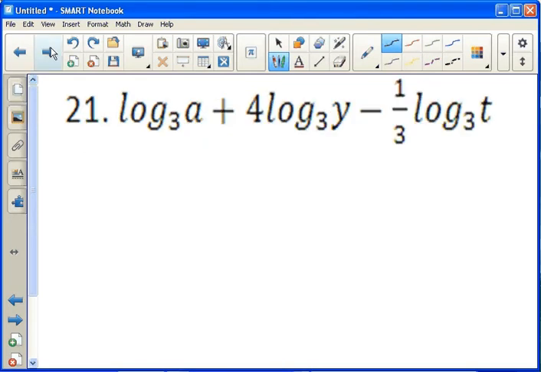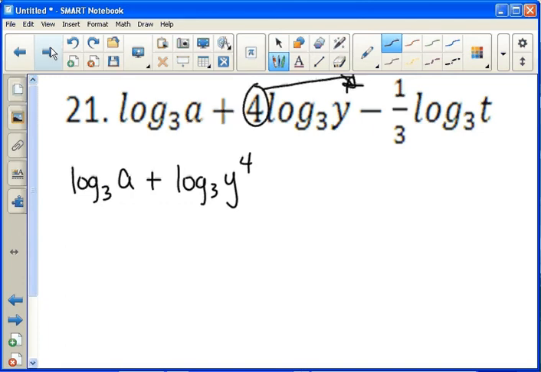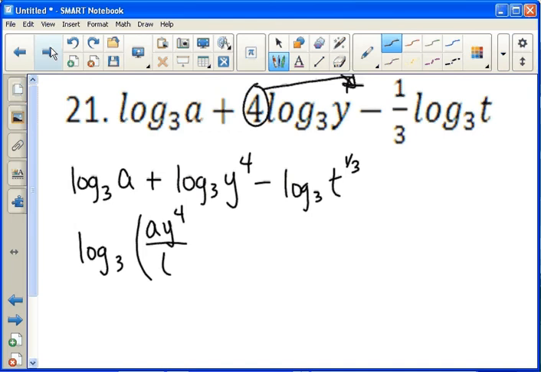Number 21, we're going the opposite direction. We're trying to condense it. So I'm going to do my steps in the opposite order. I'm going to take my coefficients and rewrite them as exponents. So this 4 gets moved up top, and this 1/3 gets moved up top as well. You can leave it as t to the 1/3, or if you prefer the cube root of t, that's completely up to you. Now I would change my addition to multiplication and my subtraction to division. And that would be my final answer for that.